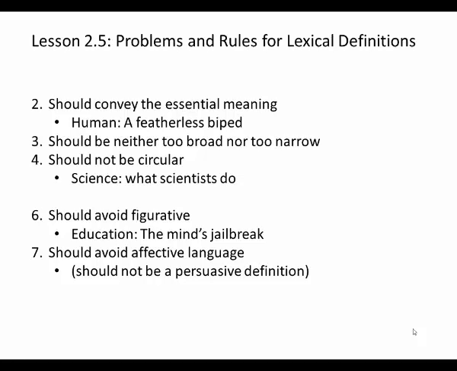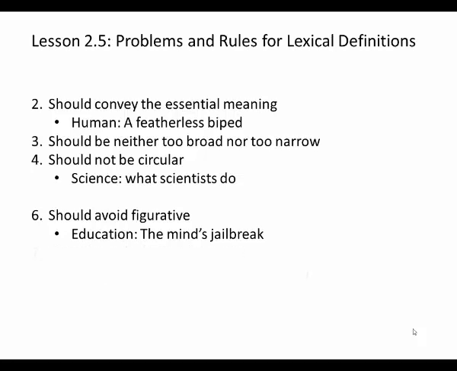Now, this is an important rule about lexical definitions, but it's sort of redundant because we already covered this when we talked about persuasive definitions, that it's not a good thing when a definition is persuasive. So I propose to leave that rule sort of in the background as well. Again, there will be examples in the exercises, but I don't want to focus on it.